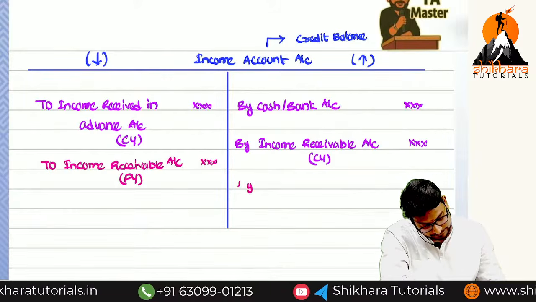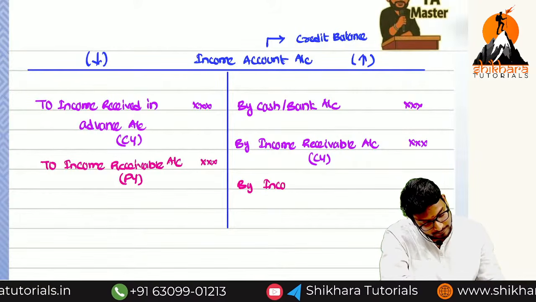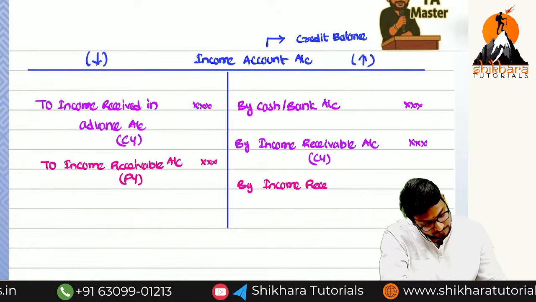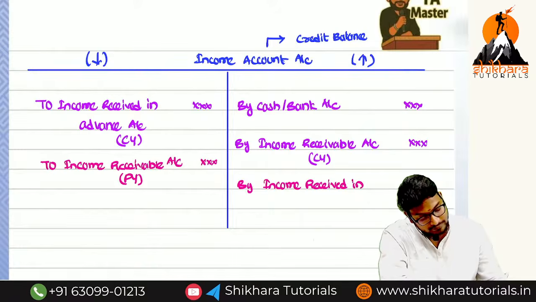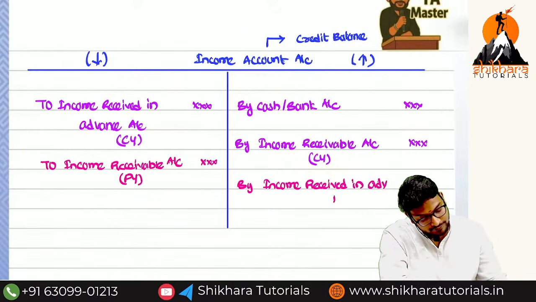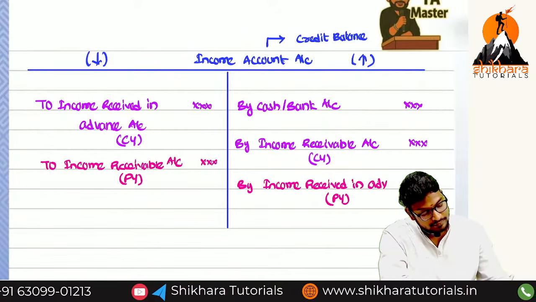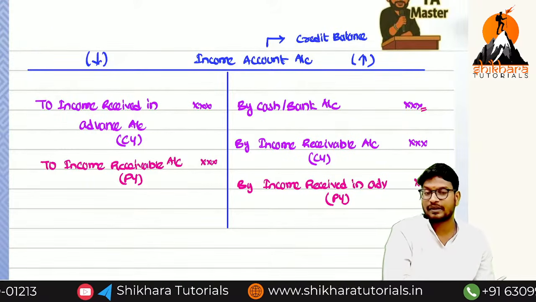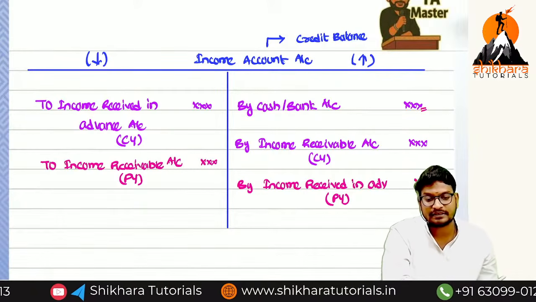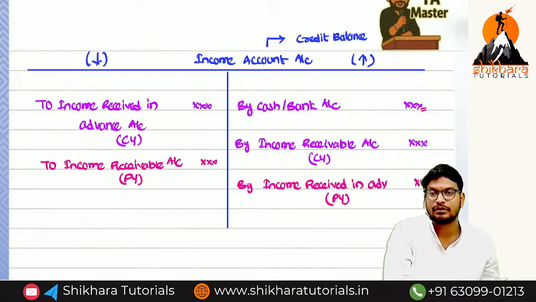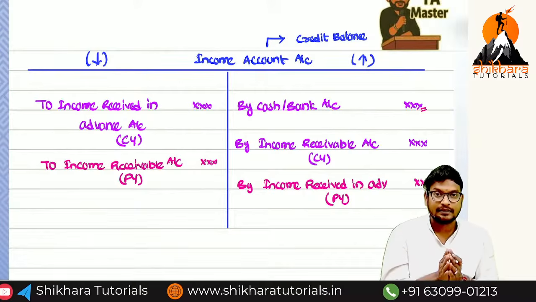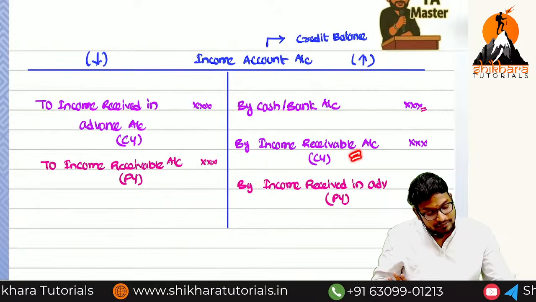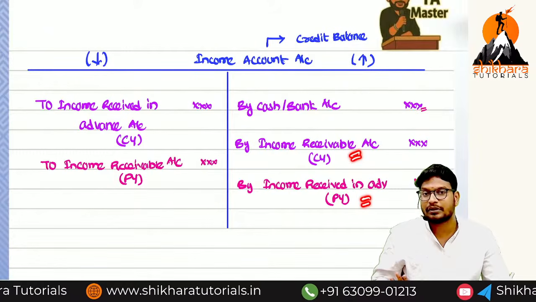By income received in advance of which year? Previous year. Because there is no scope, the amount will be available in this amount. No, it will not be available. But we have to consider it because it belongs to which year? It belongs to the current year. So we have to see whether it is related to the current year or not. If it is related to the current year, we have to add it. That is the reason we are recording it on the credit side.